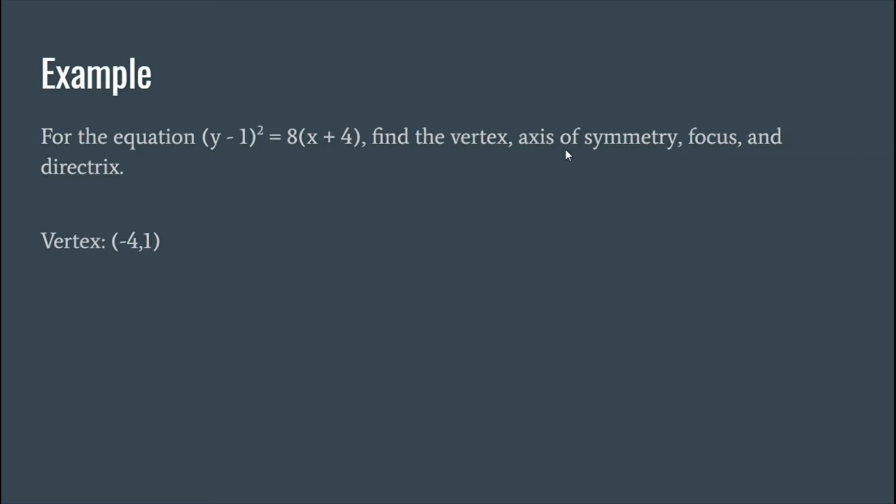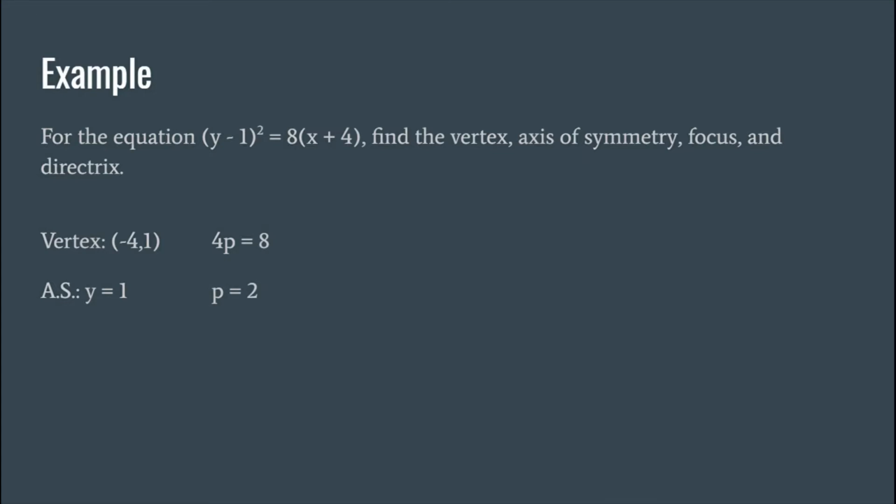Now we can find the axis of symmetry. Since y has the square, we know this is a horizontal parabola opening left or right. So that means our axis of symmetry will be y equals k. So y equals 1. Now we need to find our focus and directrix, but before we can find those, we need to find p. So we'll take this value here and make it equal to 4p. Solve for p.